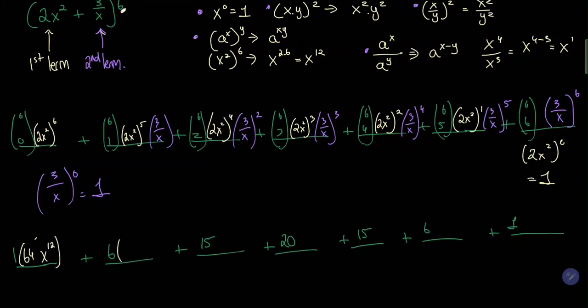The next one, 2 to the power of 5 is 32, and then x squared to the power of 5 is x to the power of 10. 2 to the power of 4 is 16, and then x squared to the power of 4 is x to the power of 8. So it's all about just knowing the rules of your indices here. So I'm going to fill in the rest of them.